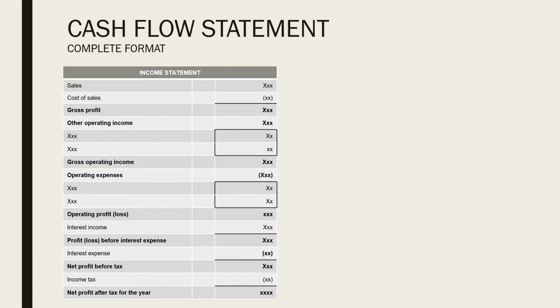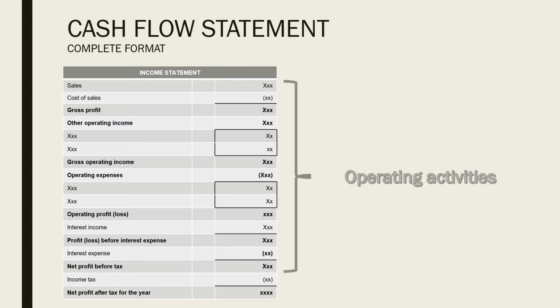Okay, so if we look at the income statement, what information are we going to use out of this income statement in the cash flow statement? Everything from sales all the way down to net profit before tax will be captured as operating activities in my cash flow statement. The income tax will be disclosed separately. You will see when we do the format, we show income tax separately. It is not included as part of the operating activities.